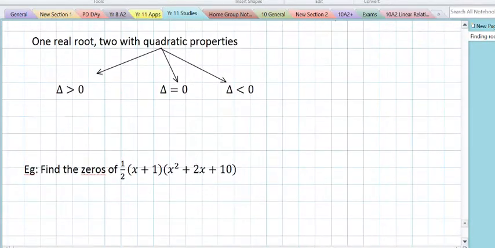So, if we're asked to find the zeros of this algebraically, I should say that, algebraically.